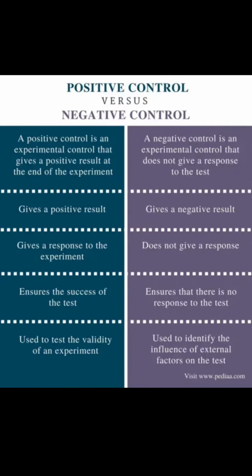So being able to know what the difference is between a negative control and a positive control. And so here's a cool graphic that I found that might help out. So the big difference is that with your positive control, you know what's going to happen with the experiment, as well as it does give you some type of response. And so it's used to test the validity of the experiment, versus the negative control does not get whatever the treatment group is. And so it's going to kind of ensure that there's no response to the actual treatment. So it helps you to figure out the influence of those external factors.